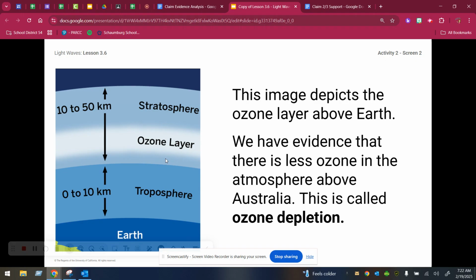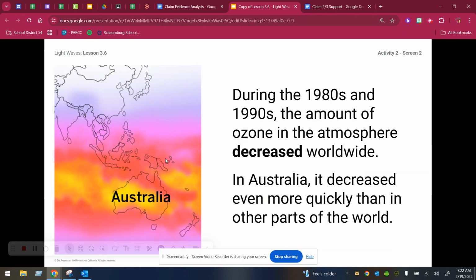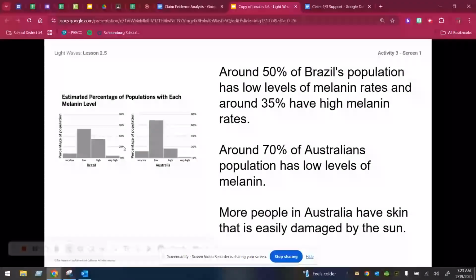And this is because above Australia, there's actually kind of a hole in our ozone layer. It's called ozone depletion. During the 1980s and 1990s, that ozone decreased worldwide, but right around Australia, it decreased even faster than other parts of the world. So they have this depletion, allowing that UV light to come through much more. And then we showed this yesterday: there are fewer people in Brazil with low levels of melanin, and more people in Australia with low levels. So they're getting that increase in UV light, as well as having skin that is really going to be damaged.